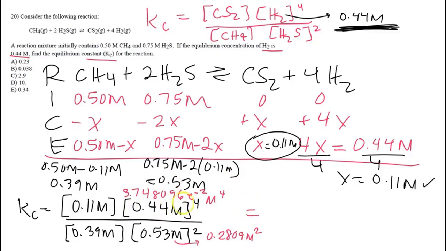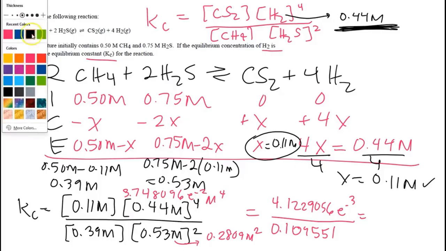So if I take my 3.74 times 10 to the negative 2 and multiply by 0.11, I get 4.122905 times 10 to the negative 3. This is going to be molarity, still molarity as my units, but again, they will cancel. And this is going to be divided by 0.2809 times 0.39, and I get 0.109551 here.